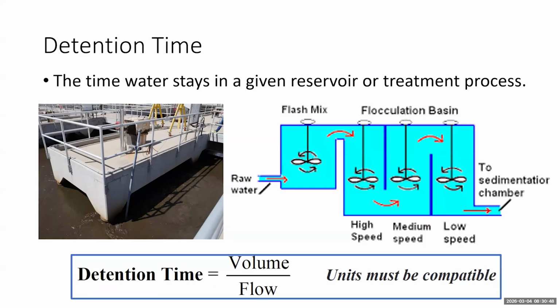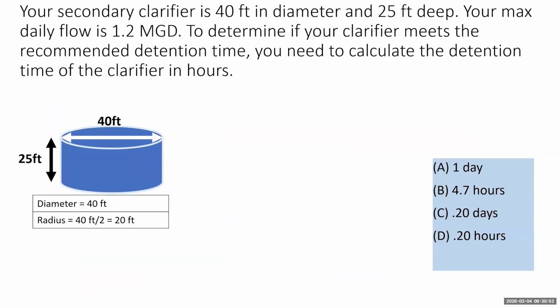So let's take a look at a detention time example. Your secondary clarifier is 40 feet in diameter and 25 feet deep.